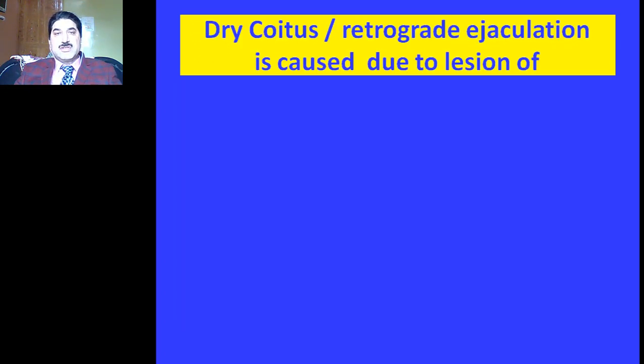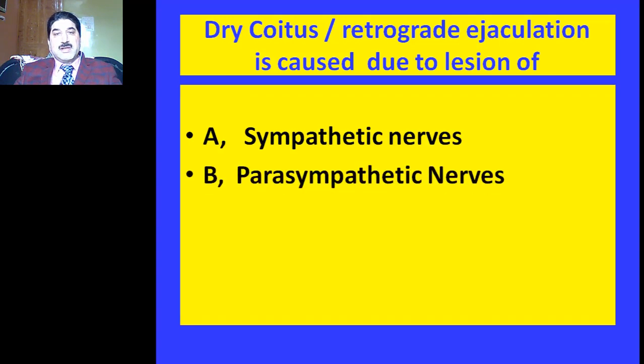This question is based on the innervation of the prostate. Dry coitus, also called retrograde ejaculation, is caused due to lesion of sympathetic nerves, parasympathetic nerves, due to the lesion of L1, or due to the lesion of L2. It is the sympathetic nerves which are responsible for ejaculation, but the exact nerve which is involved here is L1. L1 supplies prostate, so it is the lesion of L1 which causes retrograde ejaculation.